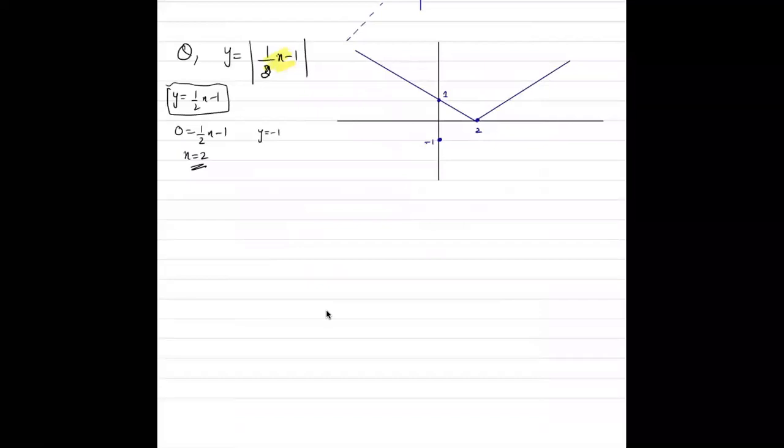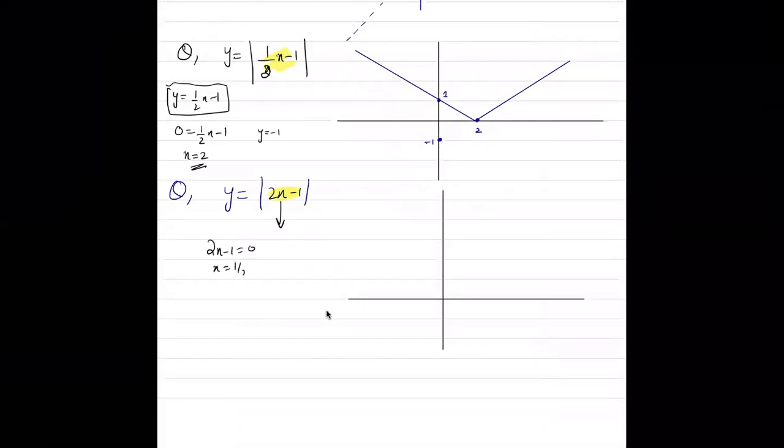Also, let's say it's a different question, y equals to mod of 2x minus 1. If I sketch this graph, for the vertex I can just equate the inner term 2x minus 1 to 0. I'm going to get the vertex point, that is 1 upon 2 comma 0, and then you can just roughly sketch a V shape.